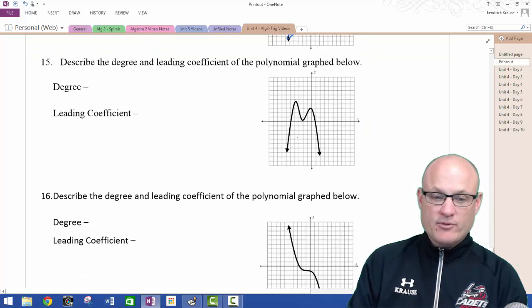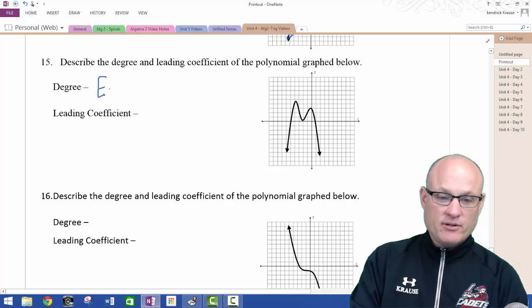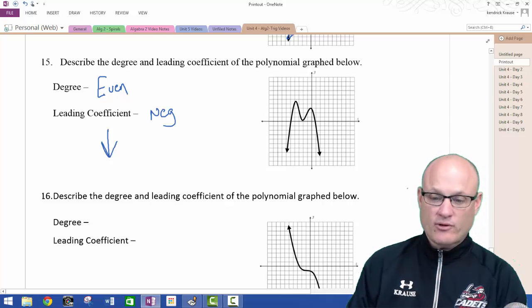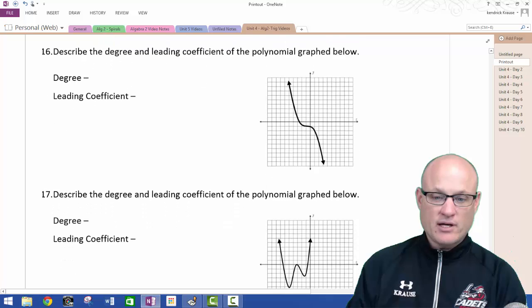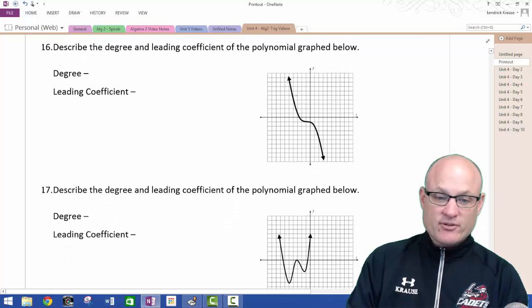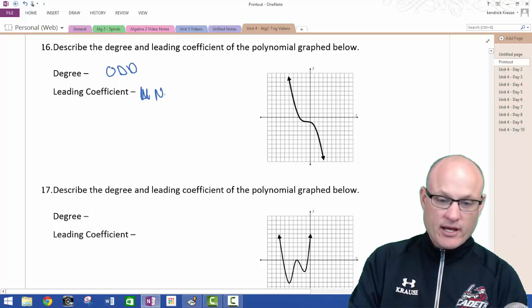Both going in the same direction. That means that my degree has to be even. Since they're both going down, that means my degree has to be even, and my leading coefficient has to be negative. Going in opposite directions, that means my degree has to be odd, and my leading coefficient has to be negative. Now again, if I draw this slope in, that's got a negative slope to it, right? So it's a negative slope.